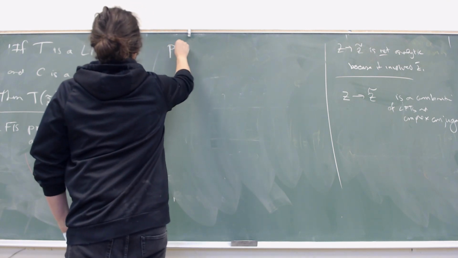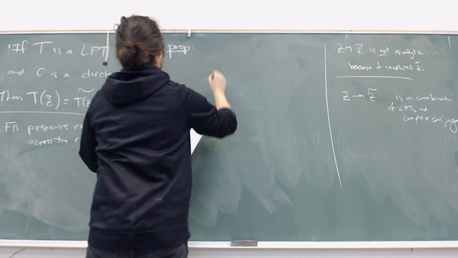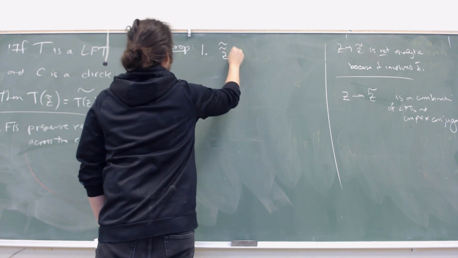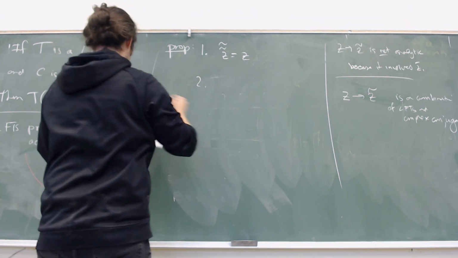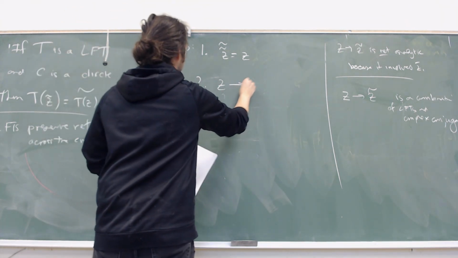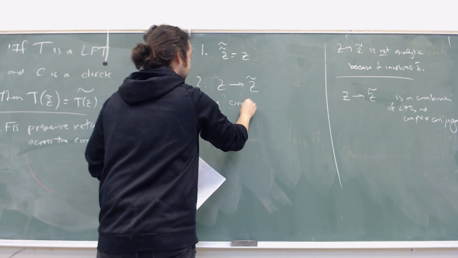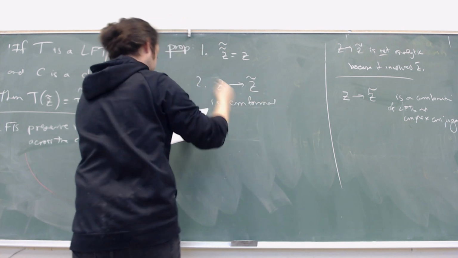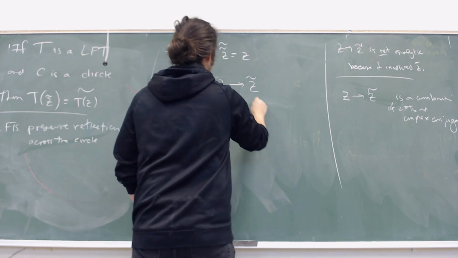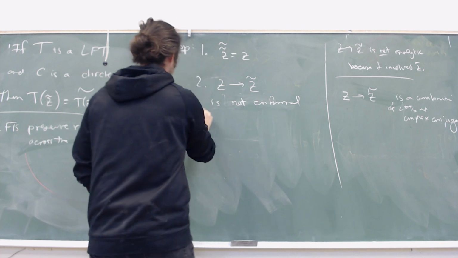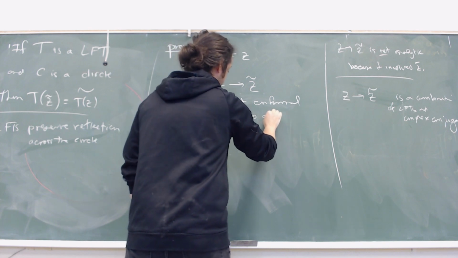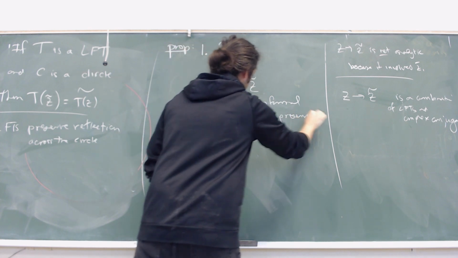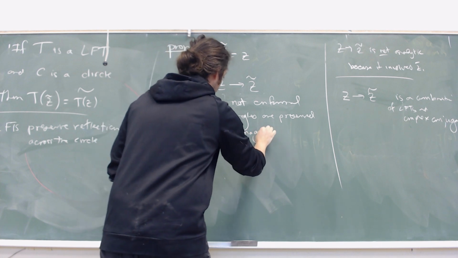All right, so here's your proposition. 1. The reflection of a point is the point. It's a useful feature for a reflection to have. 2. The map z goes to z bar is conformal. Oh, sorry, I'm sorry. According to our definition, it's not conformal, but angles are preserved in magnitude and reversed in orientation.